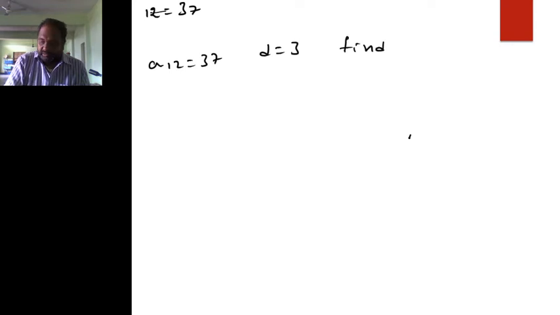Given A12 is equal to 37 and D is equal to 3, find A and S12.